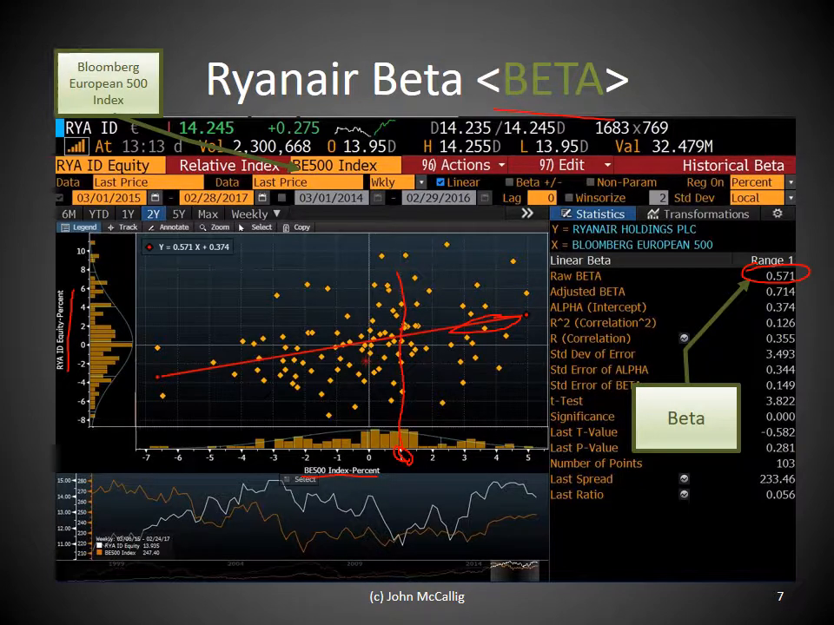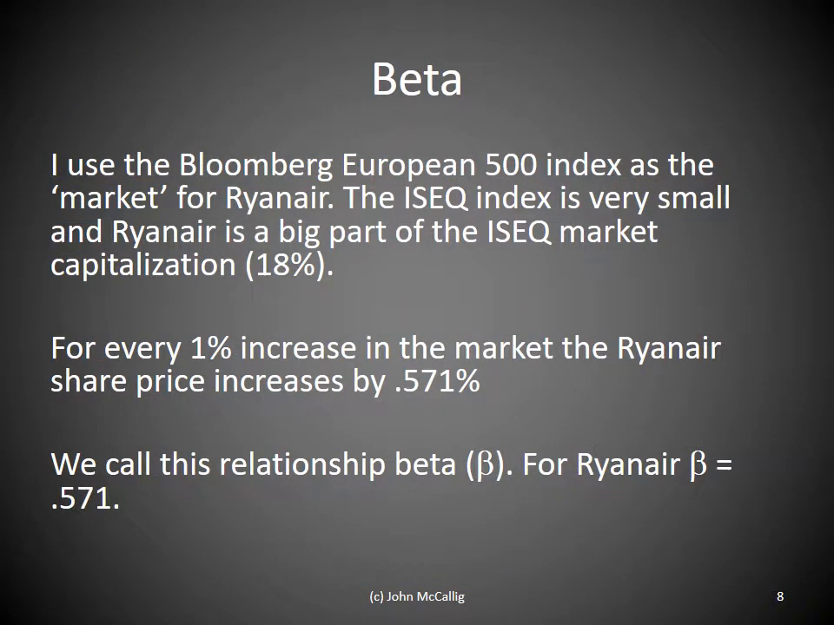When you're using this beta screen, just make sure that you're using an index up here that makes sense. Bloomberg will choose the Isaac index for Ryanair, and that is not really appropriate because Ryanair is a large part of the Irish market, and you're just regressing Ryanair's returns on itself. So that's what that note is about here. Okay, and that's just what I discussed. For every 1% increase in the market, the Ryanair share price increases by 0.571% on average.